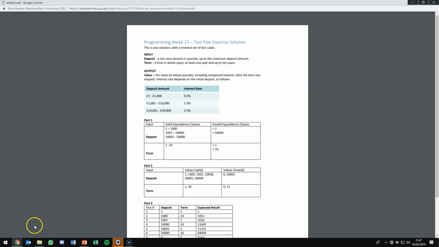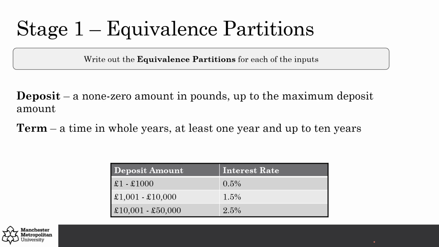If we just go back to the presentation a sec. So the first stage is to write out the equivalence partitions for each of the inputs. So for example, what would be the equivalence partitions for deposit and term? As you can see from those descriptions, you've probably guessed what those are. So if we go back to that worked example, I'll show you the solution for that now.